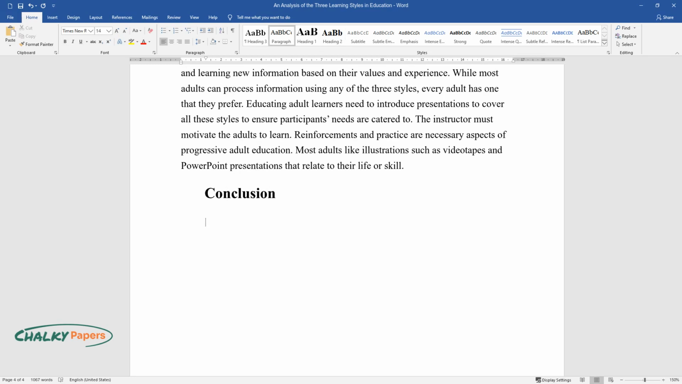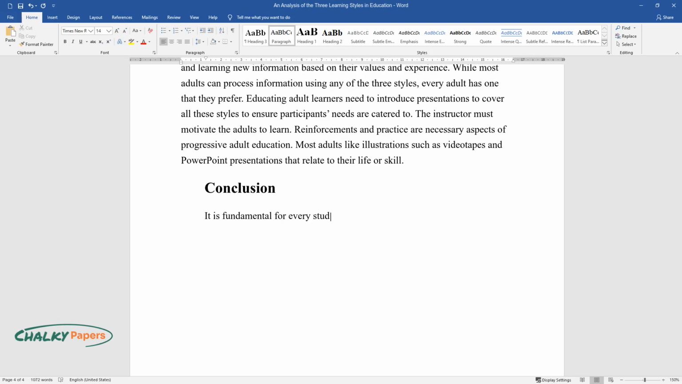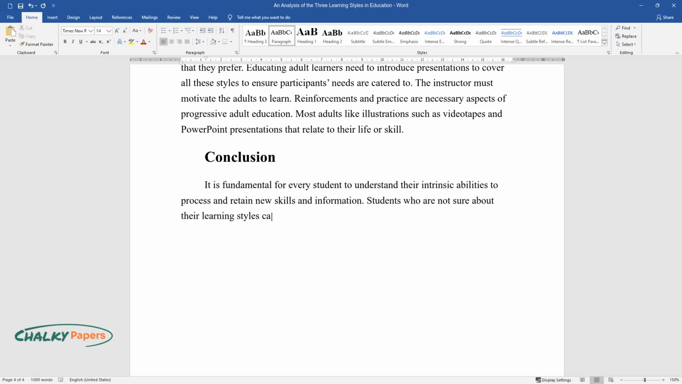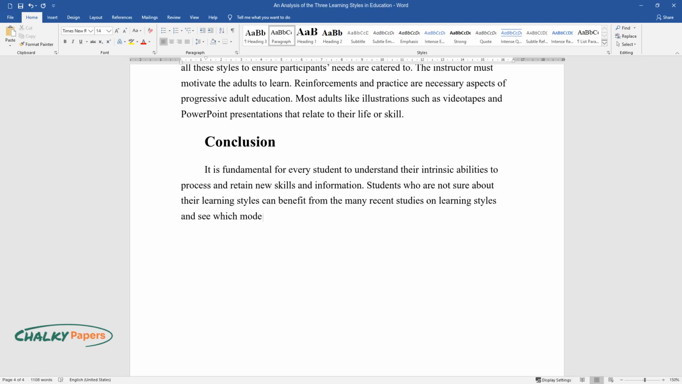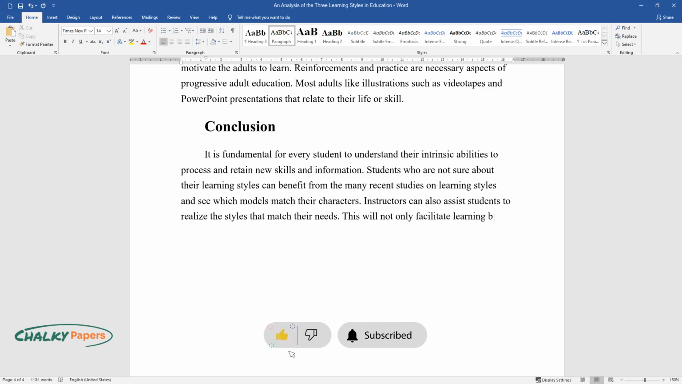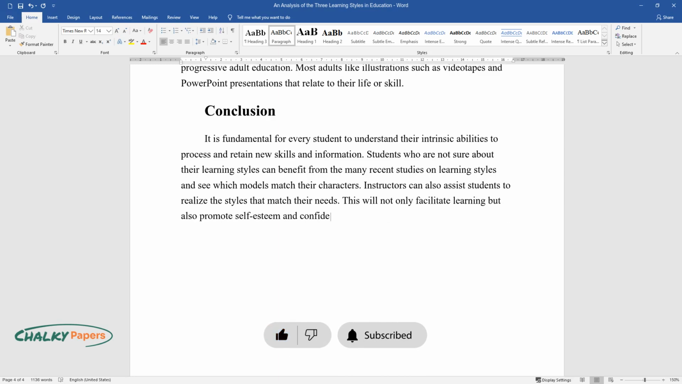Conclusion. It is fundamental for every student to understand their intrinsic abilities to process and retain new skills and information. Students who are not sure about their learning styles can benefit from the many recent studies on learning styles and see which models match their characters. Instructors can also assist students to realize the styles that match their needs. This will not only facilitate learning but also promote self-esteem and confidence among students.